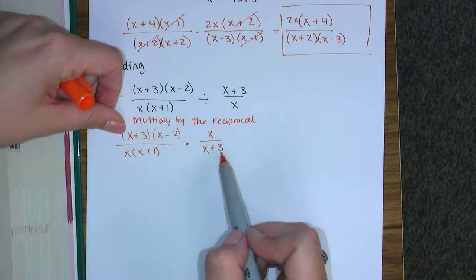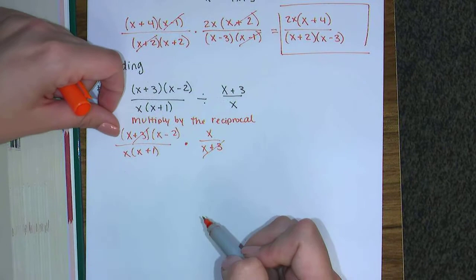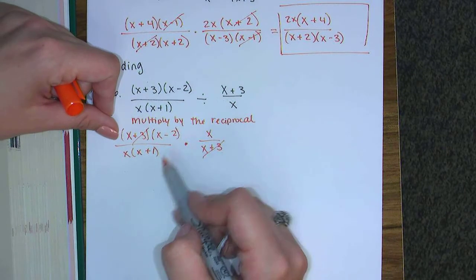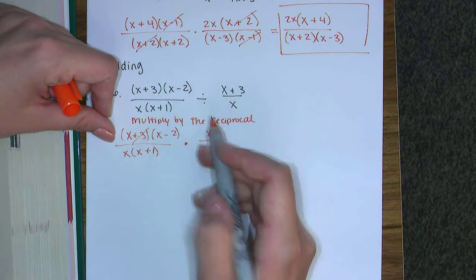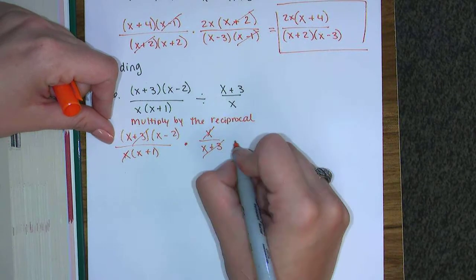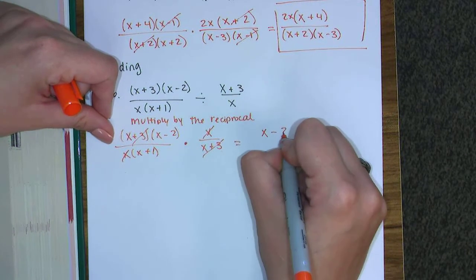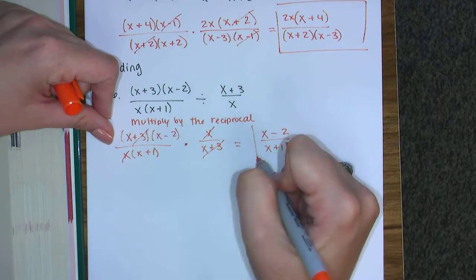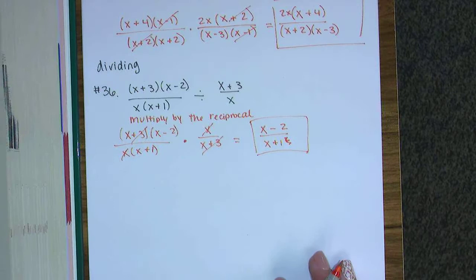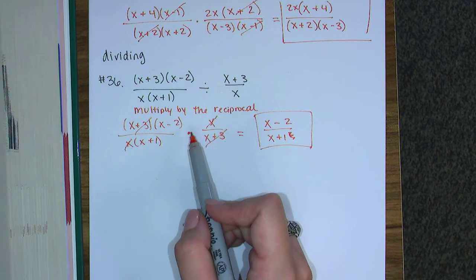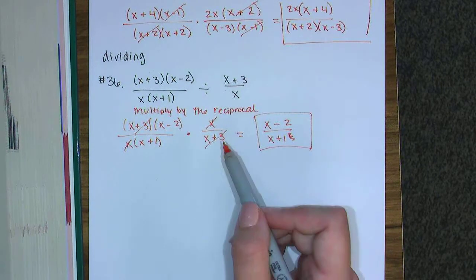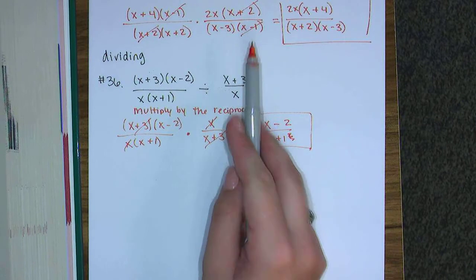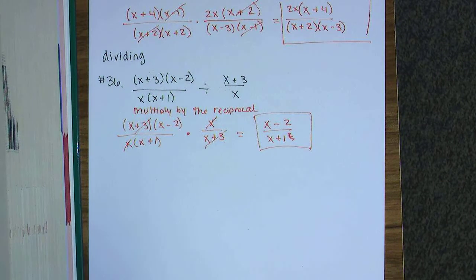I have an x plus 3 top and bottom, so I can get rid of that. I don't have an x minus 2 on the bottom, but I do have an x on the bottom, so I can get rid of those. So I'm left with x minus 2 over x plus 1. So once you multiply by the reciprocal, you're doing the same thing as above. That's kind of the reason why I stopped doing multiplying ones, because we were essentially going to get back to that here at the bottom. Let's see, one or two more.